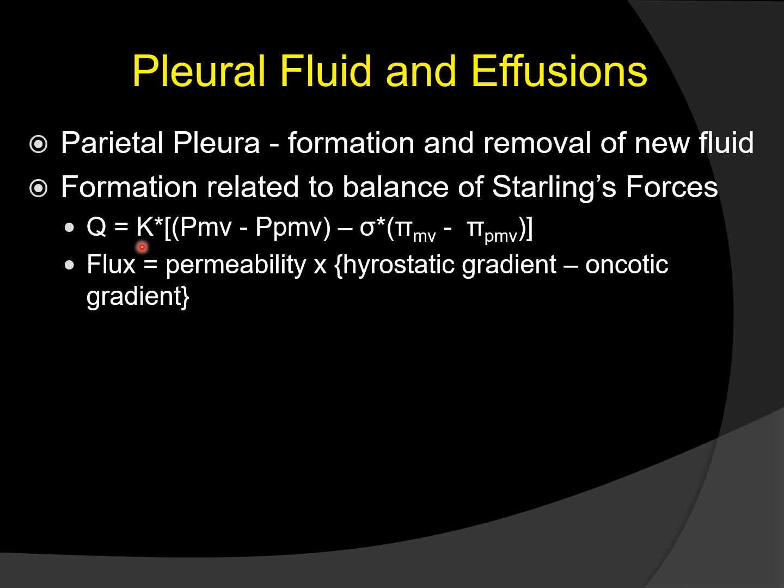Permeability is the relationship of how much is moving at a given pressure gradient. So a high permeability, or an elevated K, means the lungs are very permeable. They act like a spaghetti strainer, and more fluid moves into the pleural space at the same pressure.